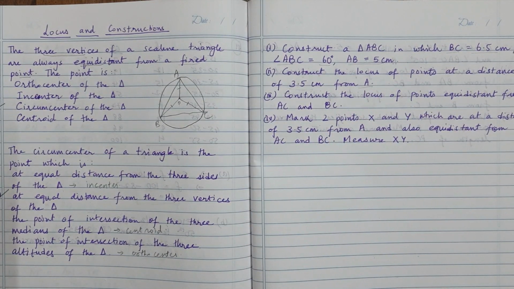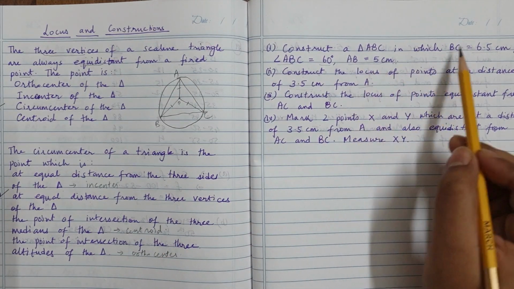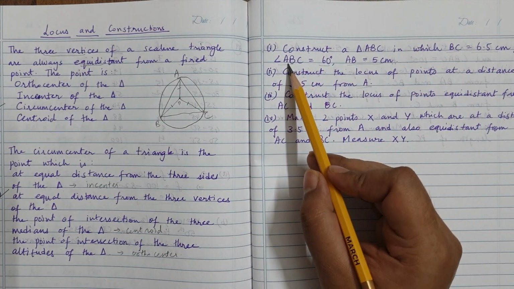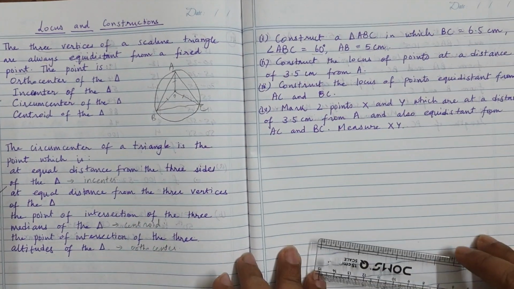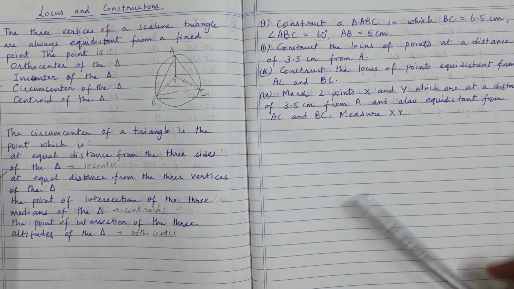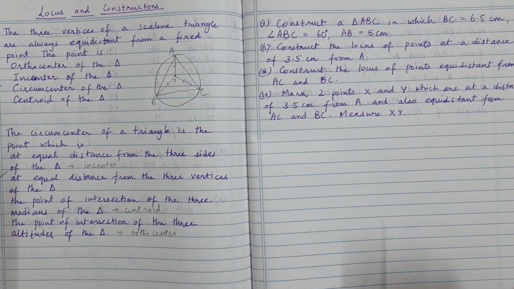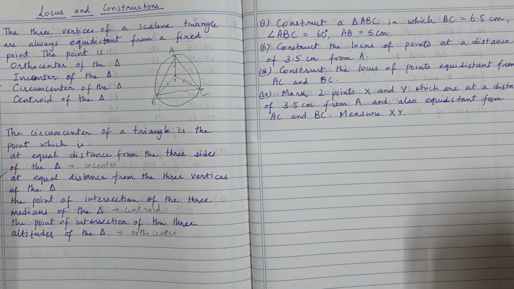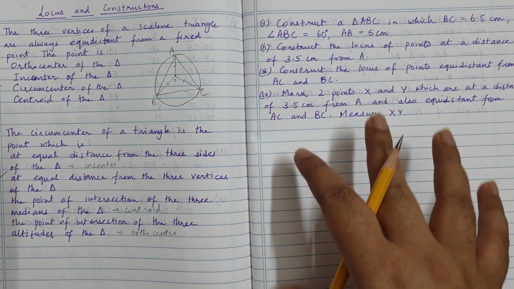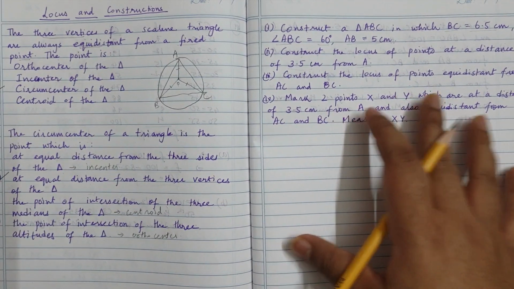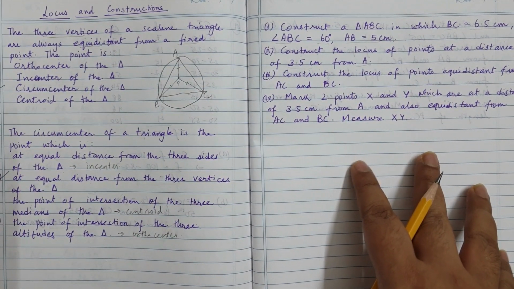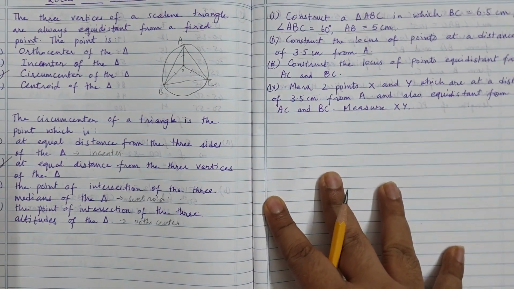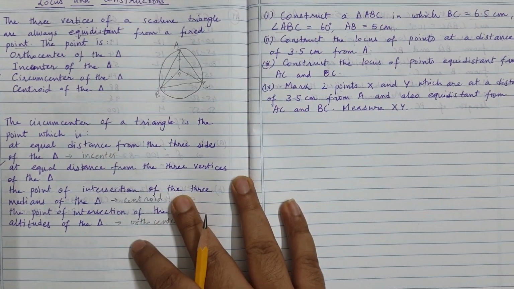First, we need to construct the triangle where two side lengths are given, AB, BC, and the angle between them, angle ABC, is given as 60 degree. So I can start by drawing. It's always a good practice to draw a rough figure. I have already done that before. So whenever you're starting any new construction question, first draw a rough figure to understand how the figure will look like and how much space you need in your paper.